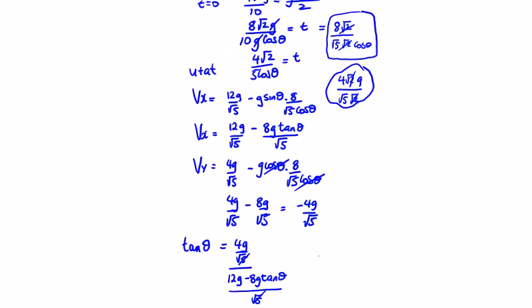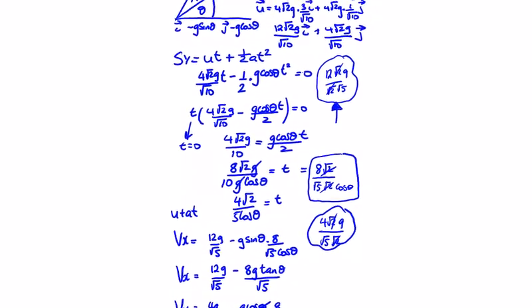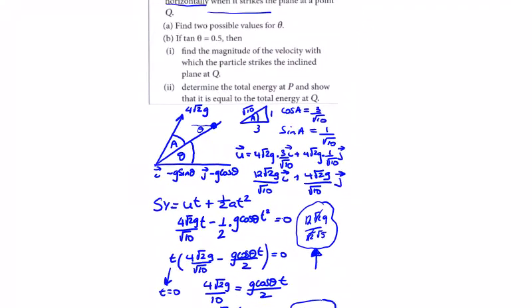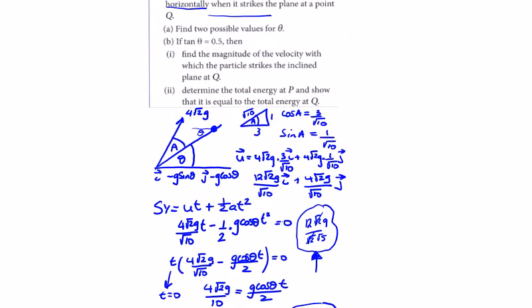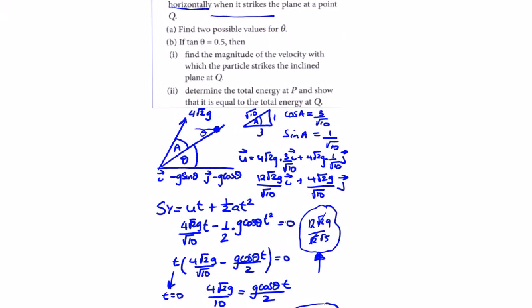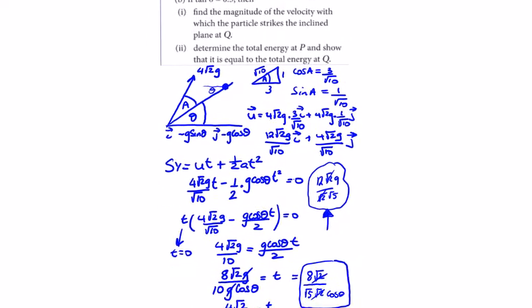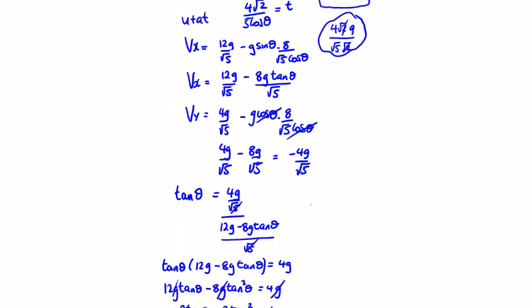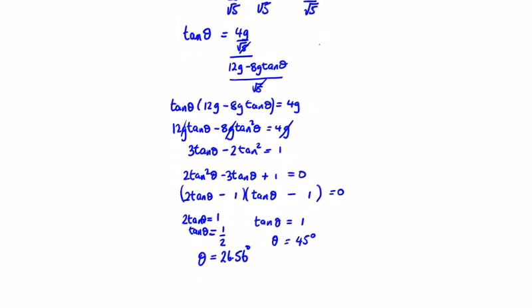So what else have they asked in this question? Going back through all our work. If tan theta is equal to 0.5, find the magnitude of the velocity with which the particle strikes the inclined plane at Q and determine the total energy at P and show that it is equal to the total energy at Q. Okay, let's do tan theta equal 0.5 first.